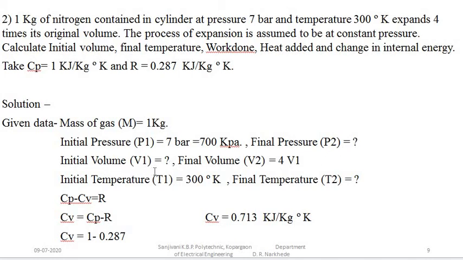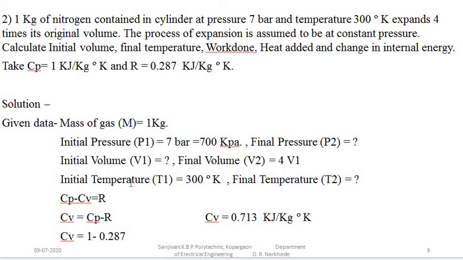Initial volume V1 is not given, but it is said that the final volume V2 is 4 times the initial volume. So we are writing V2 is equal to 4 times V1. Now initial temperature T1 is equal to 300 degree Kelvin, and final temperature T2 is not given, that we must find. Now Cp minus Cv is equal to R.